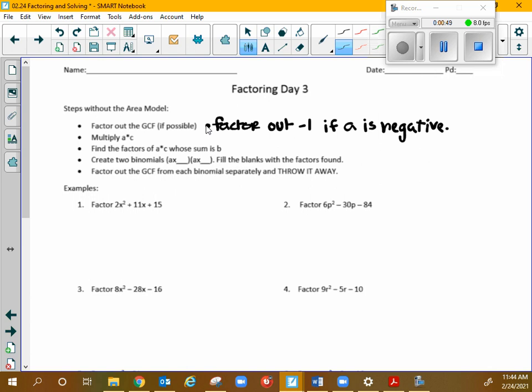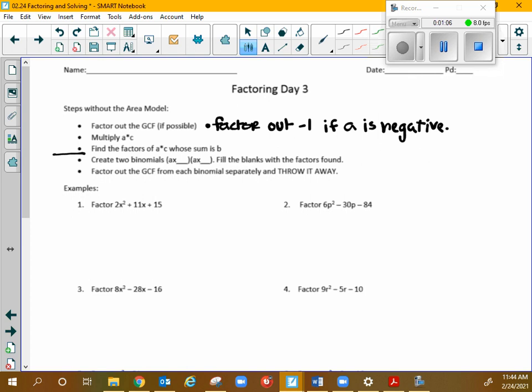So everything here is exactly the same. Let's go through some of those steps with the first problem, and then once the change happens, we'll start talking about those last few steps. So A is positive, we're good. Can I factor out a GCF?